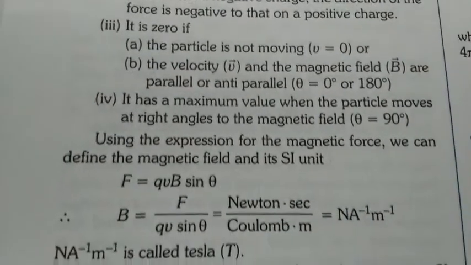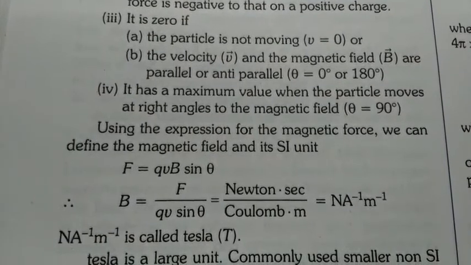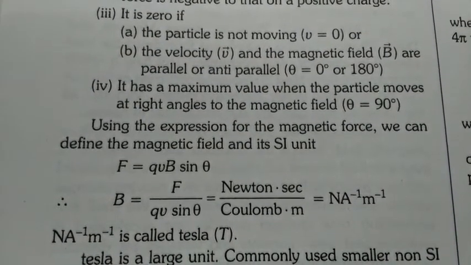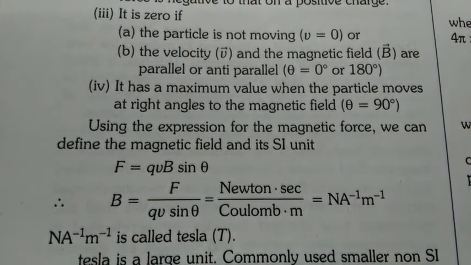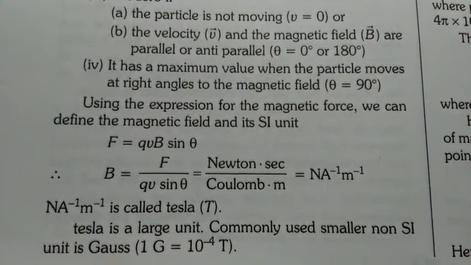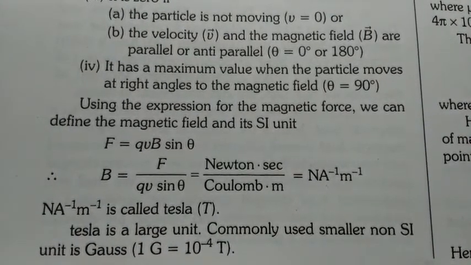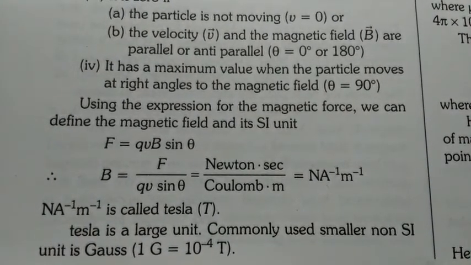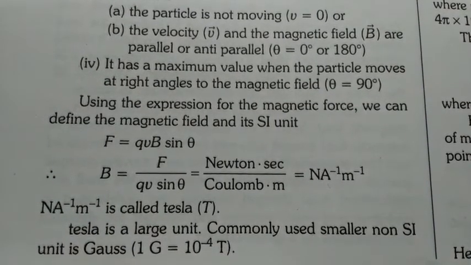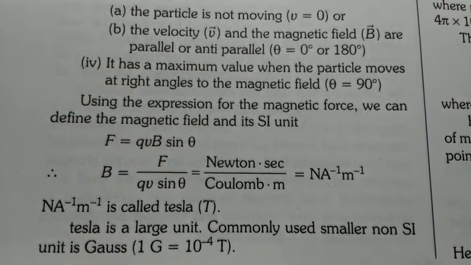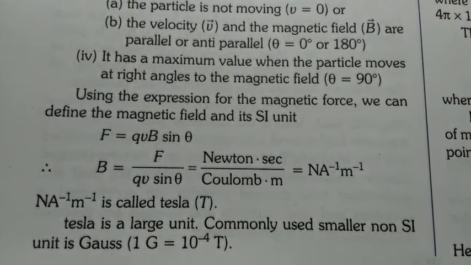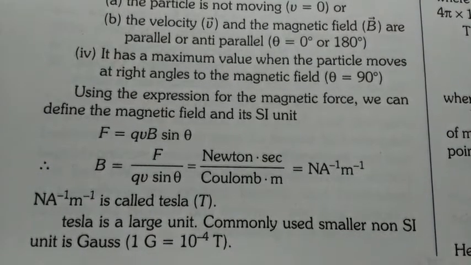You can see its unit can be given by Newton per ampere per meter, which is denoted by Tesla, capital T. Tesla is a very large unit, so commonly we use a non-SI unit to show the strength of a magnetic field, called Gauss, and 1 Gauss equals 10 to the power minus 4 Tesla. That means 1 Tesla equals 10 to the power 4 Gauss.